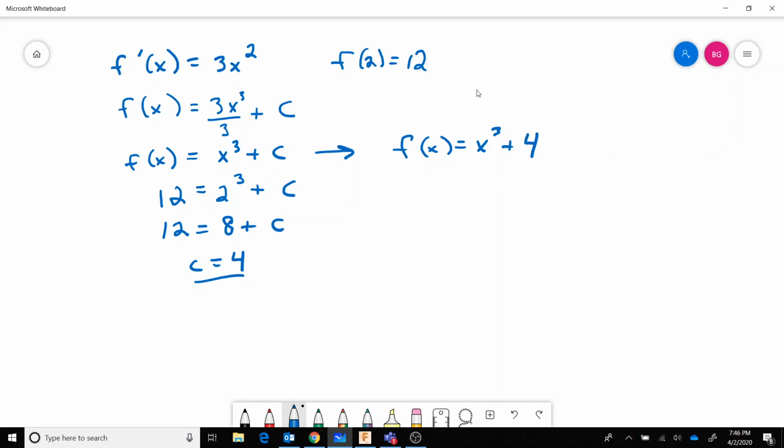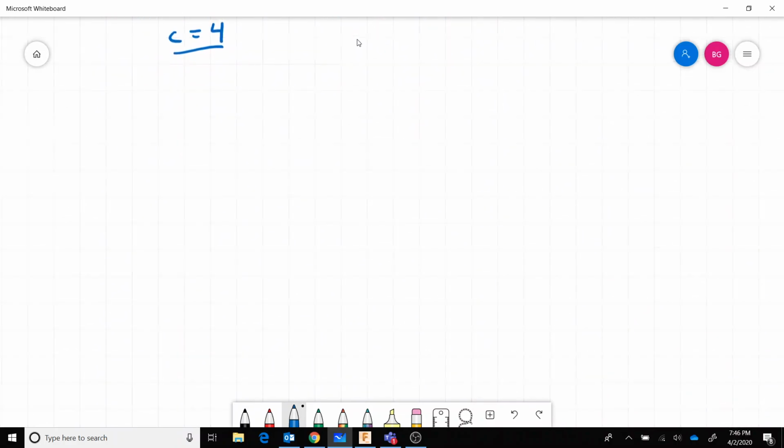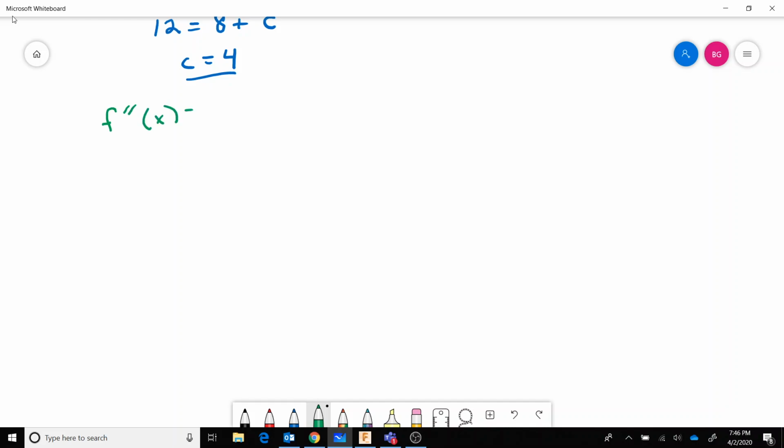Let's try one more. All right, suppose, not sure why I can't get rid of that problem up there. Suppose that I told you that f double prime of x was equal to 12x. I told you that f prime of 1 was equal to 5, and we knew that f of 2 is equal to 17. And I want to find f of x.